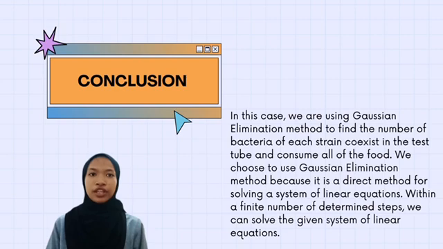In this case, we used the Gaussian elimination method to find the number of bacteria of each strain that coexist in the test tube and consume all of the food. Why did we choose the Gaussian elimination method? It is because Gaussian elimination is a direct method for solving a system of linear equations. Within a finite number of determined steps, we can solve the given system of linear equations.